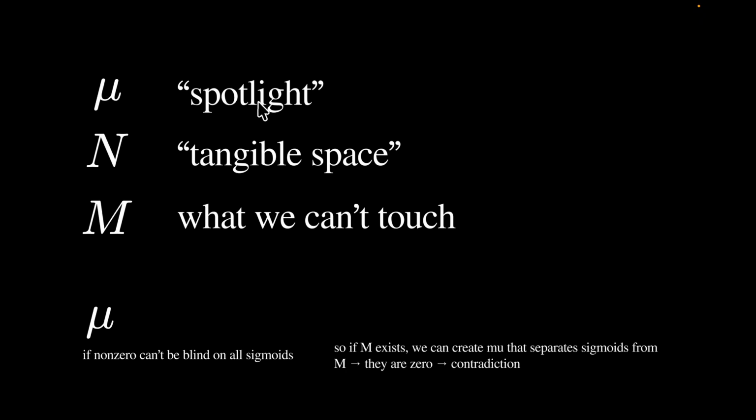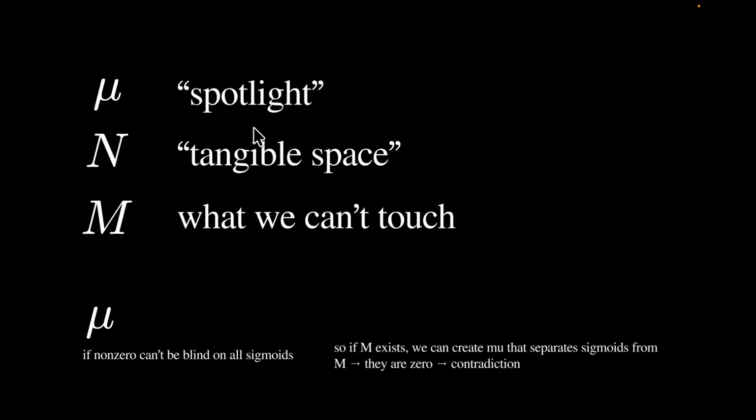Mu, it's our spotlight. Just think about it as a regular spotlight. It can separate one function from another function. So we have two different types of functions, for example, linear and exponential. Those are entirely different. There is a spotlight that is blind to all of the linear functions and shows us that a certain function belongs to the space of exponential ones. So that is a spotlight.